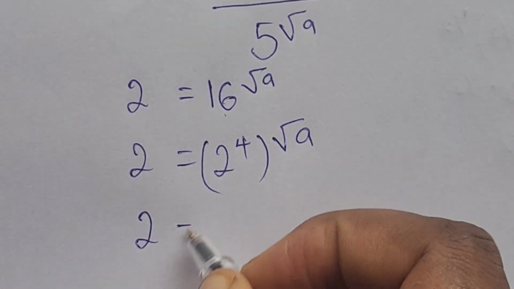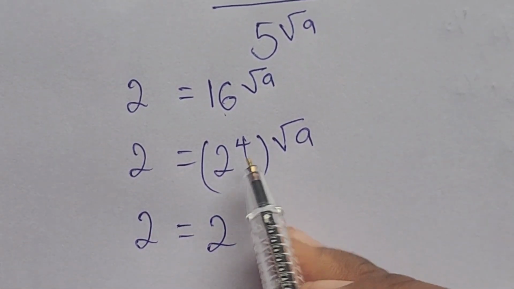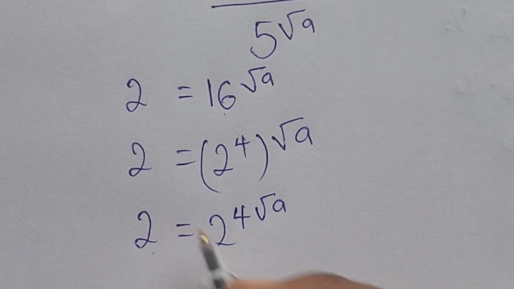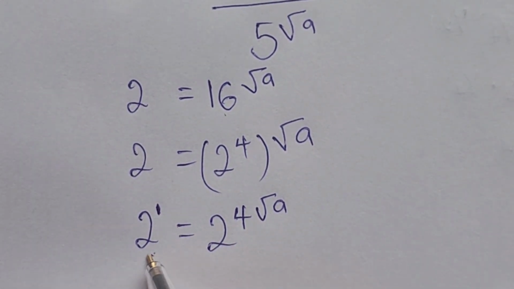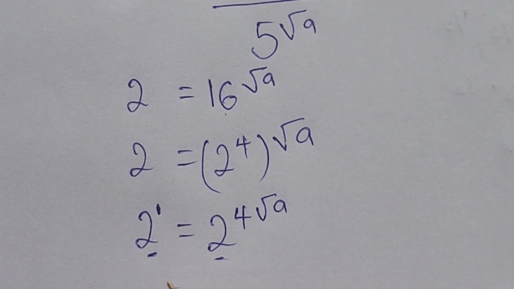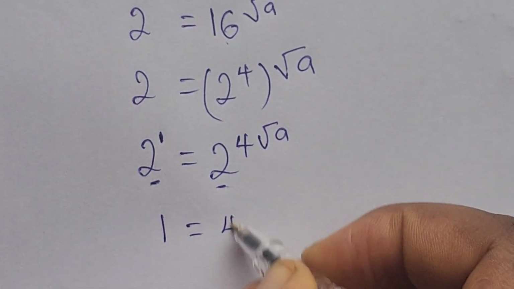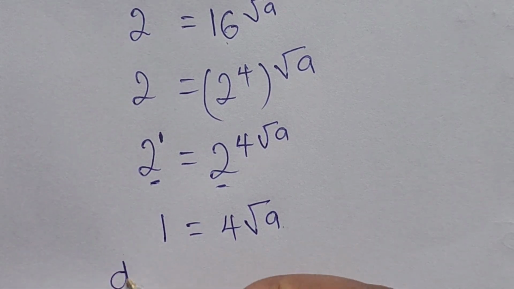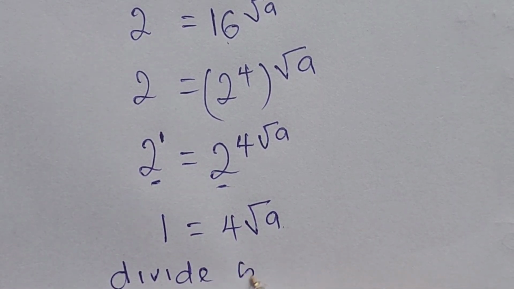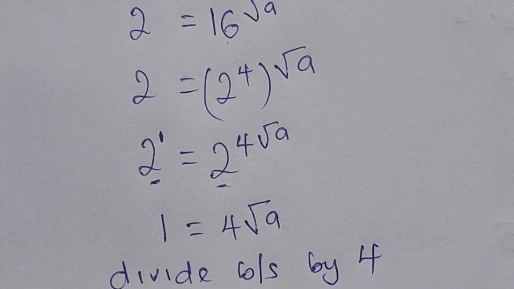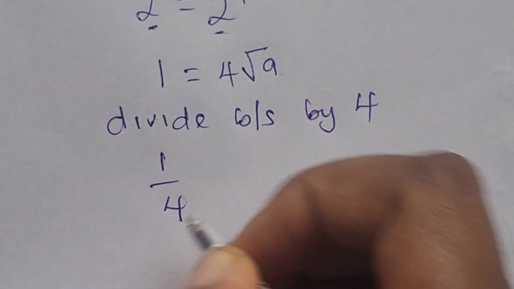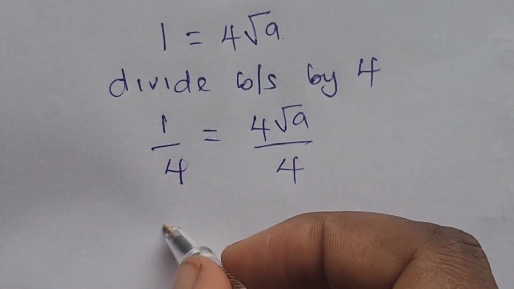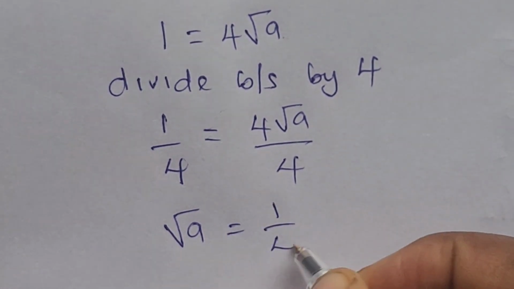So resolving this, we have 2 to be equal to 2 times, let's multiply the powers. Multiplying the powers, we have 4 root a. From here, the power of 2 here is 1. So we now have the same bases. We can equate the powers to have 1 to be equal to 4 root a. So let's divide both sides by 4. We have 1 over 4 to be equal to 4 root a over 4. So root a is equal to 1 over 4.